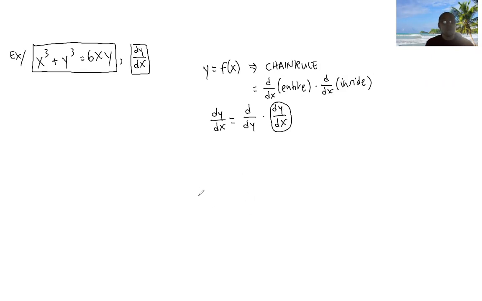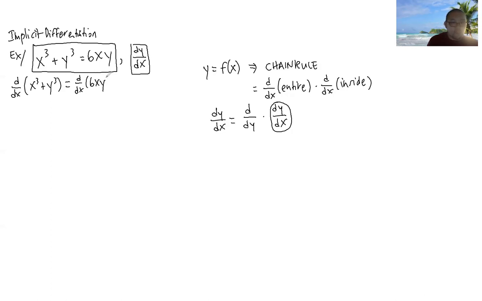Sweet. So let's see if our answers match up. So again, we're using implicit differentiation. And so we're not going to reformat, we're just going to dive into this. So the derivative of the left-hand side, x cubed plus y cubed, is equal to the derivative of the right-hand side, 6xy. And remember what we learned before.